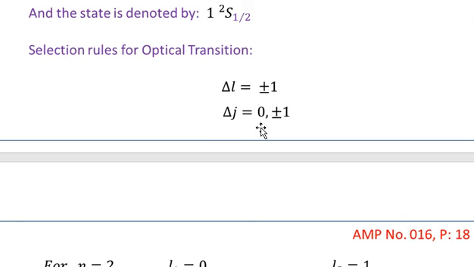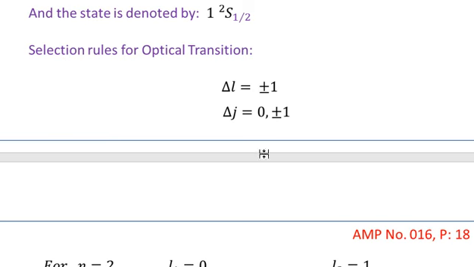J to J transition will not be allowed. But the transition from, for example, J equal to 1/2 to J equal to 1/2 of the lower level is allowed. Because when J is 1/2 and the lower level has the same value, J equal to 1/2, the difference between them is 0. That is allowed, but the transition from J equal to 0 to J equal to 0 will not be permissible.